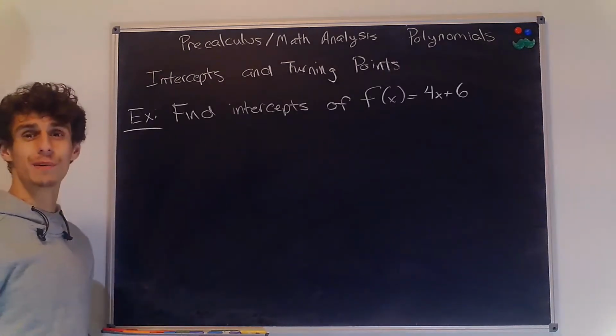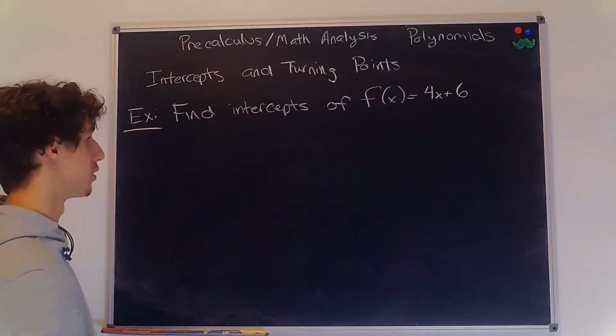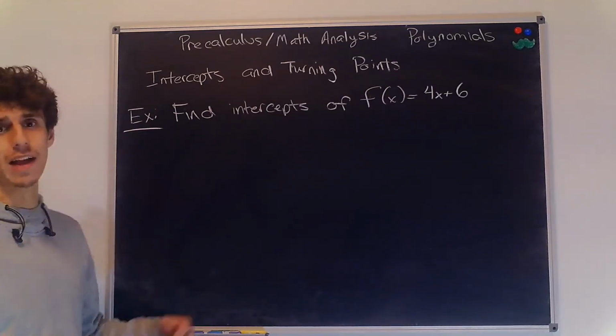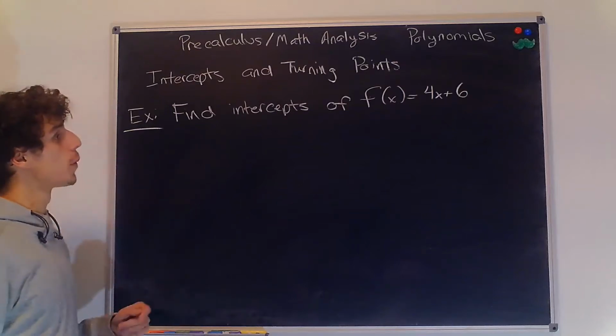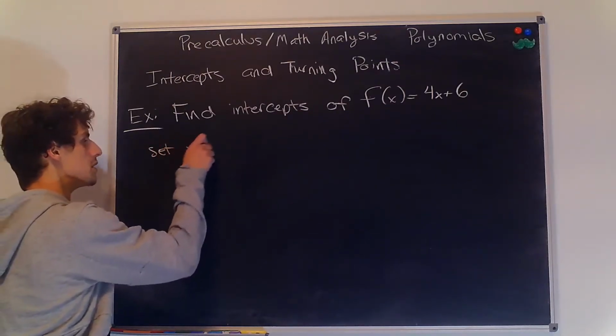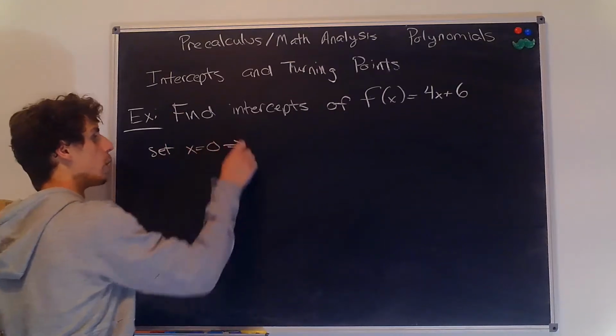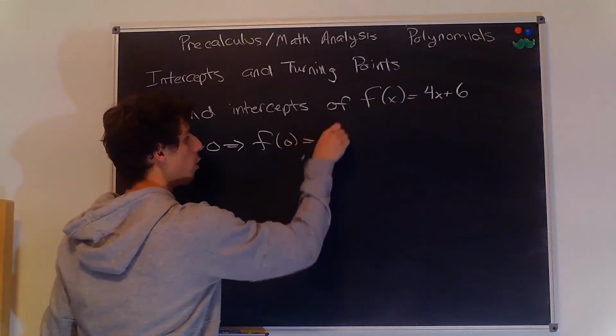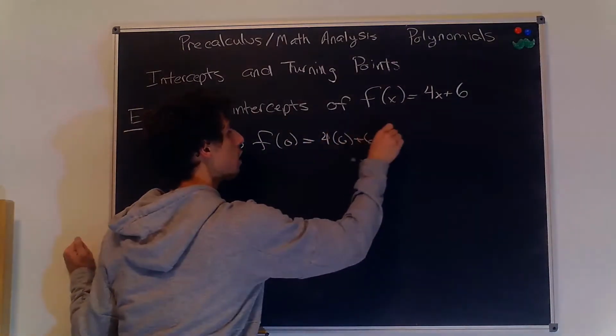Okay, so we're going to start out really easy with a linear polynomial function, 4x plus 6, and we want to find the intercepts, both x and y, of this function. So first we're going to set x equal to 0 to get our y-intercept. So f of 0 is going to be 4 times 0 plus 6, or 6.